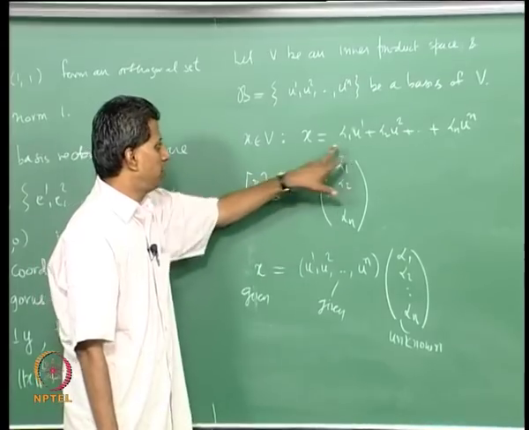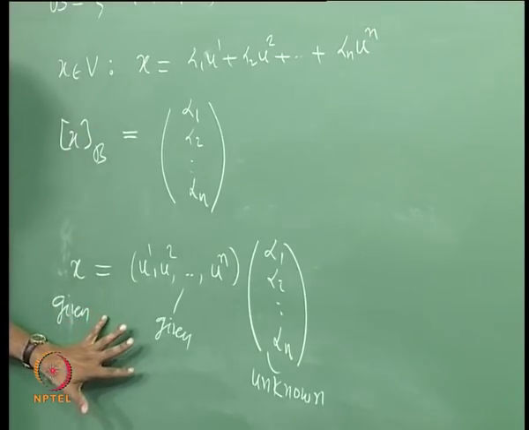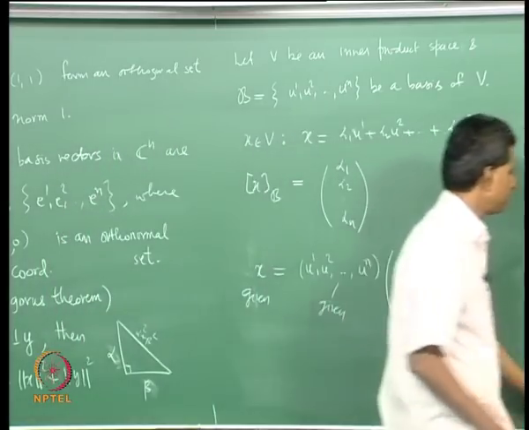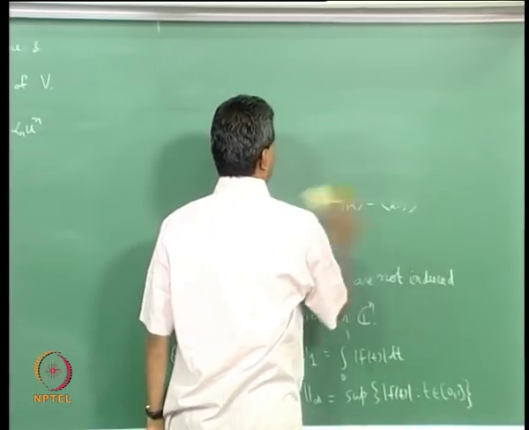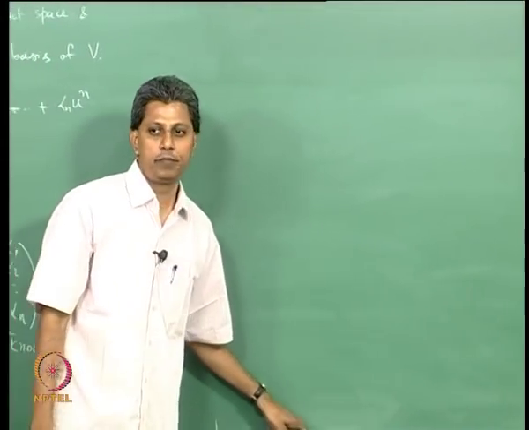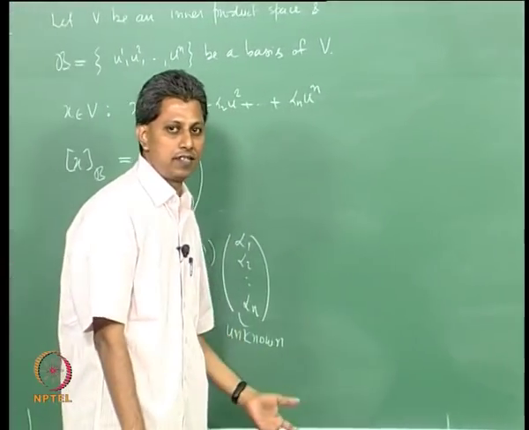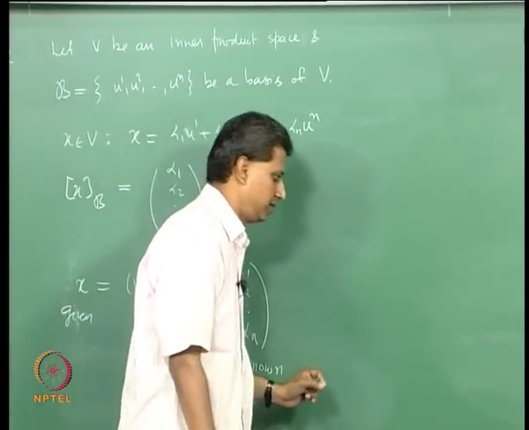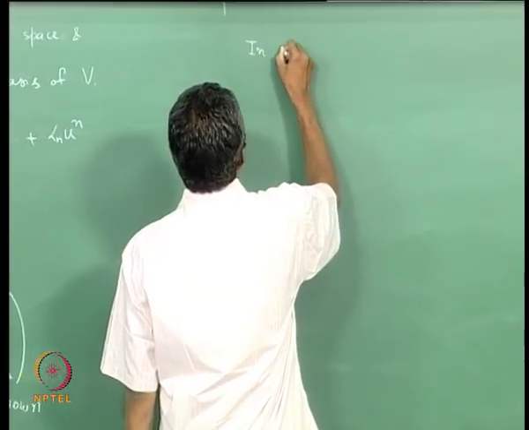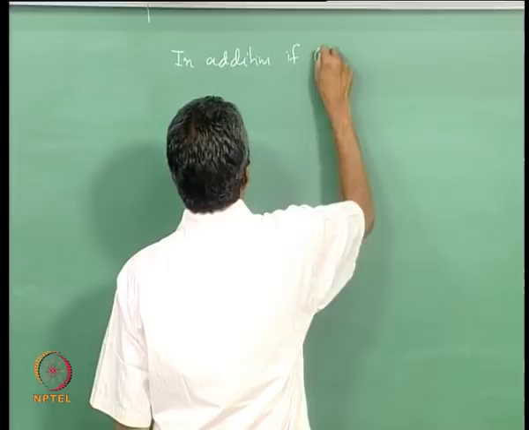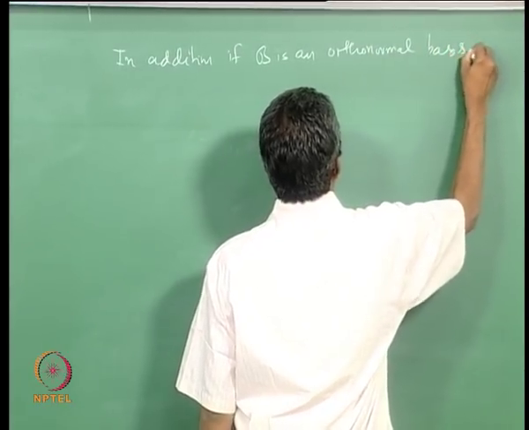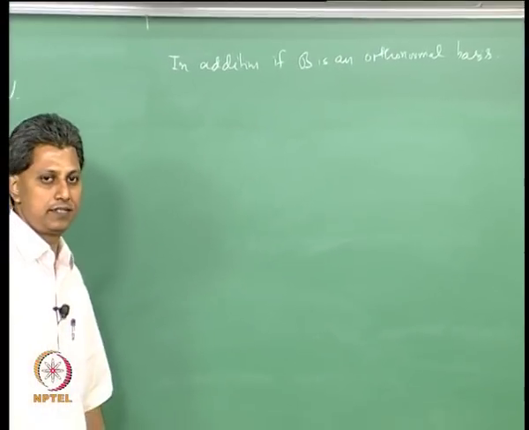So to determine the coefficients of a vector x, you need to solve a system of linear equations. But if this is not just a basis but an orthonormal basis, then this step is very easy. That is the advantage of an orthonormal set, an orthonormal basis. By the way, what is an orthonormal basis? A basis which has the property that the vectors are mutually orthogonal and each have norm 1 is an orthonormal basis. If B is an orthonormal basis, then this computation is immediate, there is no computation involved, okay, it is immediate.